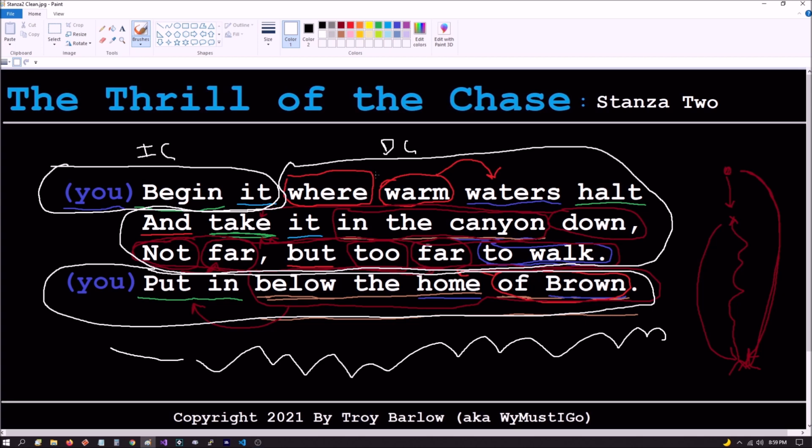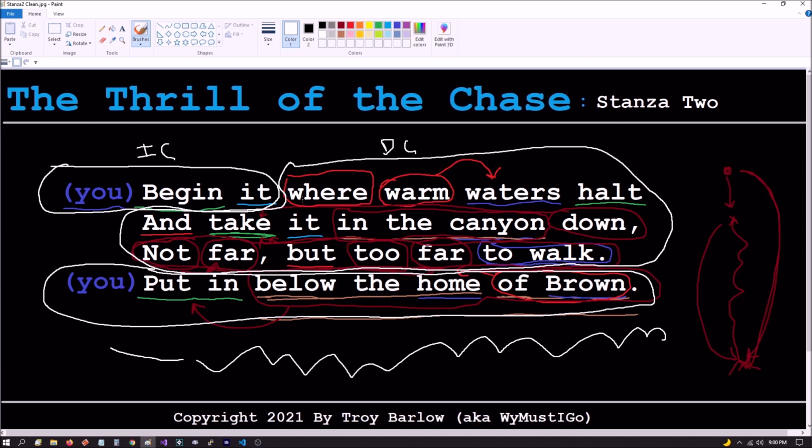is describing a location. Now, let me just give you an example of how that would work. For example, warm waters could be said to halt in a tub or in a basin, right? When you fill a tub or a basin with water, they halt as long as you have the stopper in there, okay? If you remove the stopper, the basin is then going to drain into something that's going to take it down into the sewers. In this case, it's going down into the canyon.